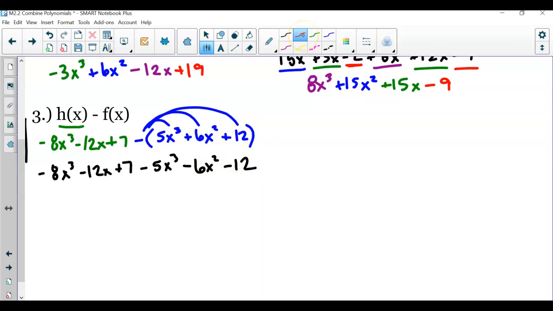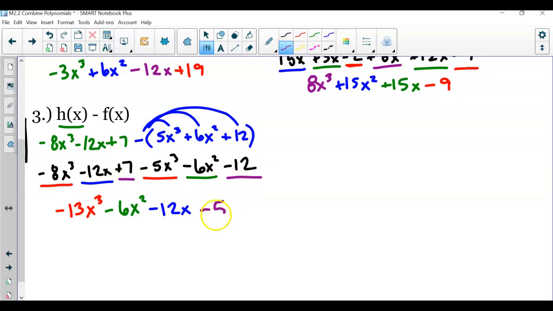Combine your like terms. I've got my 2x cubed terms here, negative 8 minus 5, negative 13x cubed. We only have our one x squared term, so negative or minus 6x squared. We also only have our one x term here, so negative 12x. Then last, we combine our constants. We have 7 minus 12, which is negative 5.